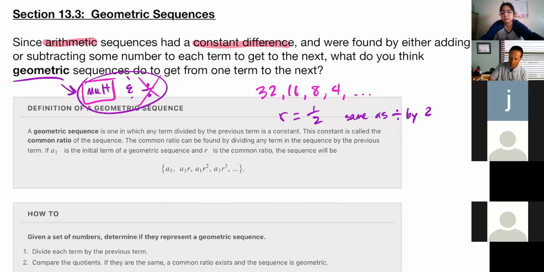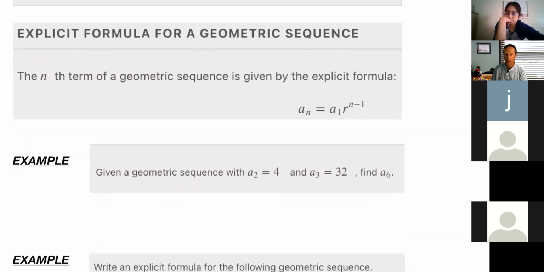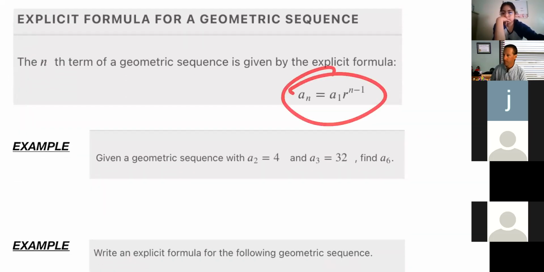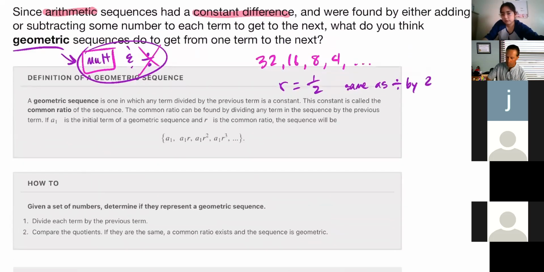So that we don't have to deal with division and we can just deal with multiplying only, we will use R as our constant ratio instead of D for our constant difference. Okay, and that is the difference between arithmetic and geometric. Otherwise, everything is basically the same, other than, of course, our formula. The formula for this one is that. Make sure that you have this one down as well. And notice it has exponents. Why does it have exponents? What are we going to do in order to get from one to the next?